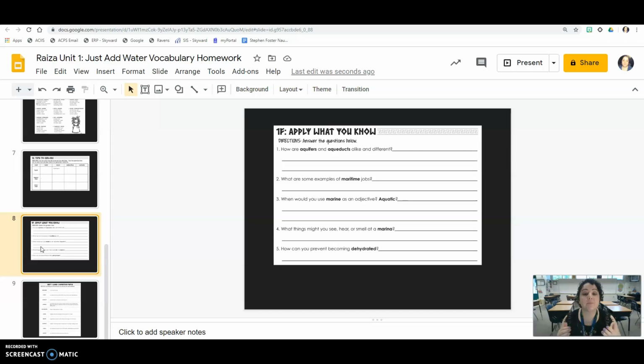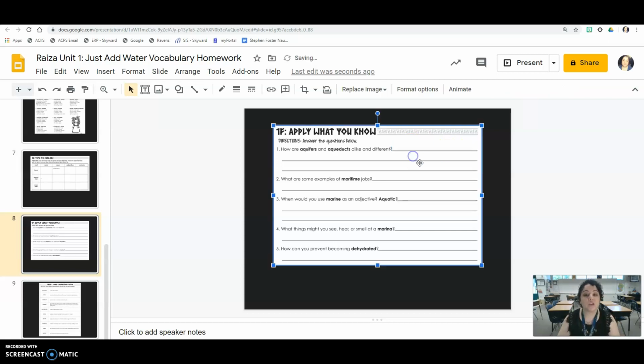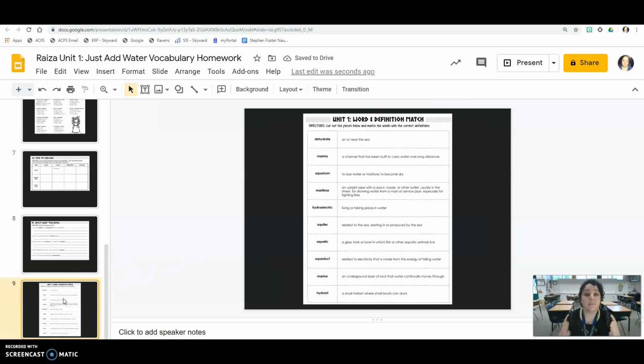In your next one, it's applying what you know by now, using these words in your thinking and in your writing. So again, I'm going to use a text box to put my answer here. How are aquifers and aqueducts alike, and how are they different? Again, you write your sentence here and then you line it up afterwards to make sure that it fits. Finally, you have the matching.